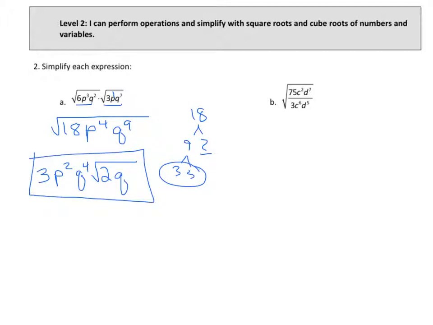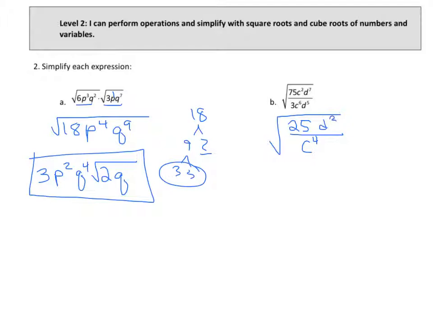Now in the next one, it would make the most sense to simplify the inside before we deal with the radical. So I'm going to ignore the radical, just rewrite it, and simplify the inside. 75 over 3 is 25. C squared over c to the sixth. If I subtract the exponents, my extra c's end up in the bottom because there were more c's in the bottom. We get c to the fourth on the bottom. And then when I subtract the exponents for the d's, I get d to the second on the top.